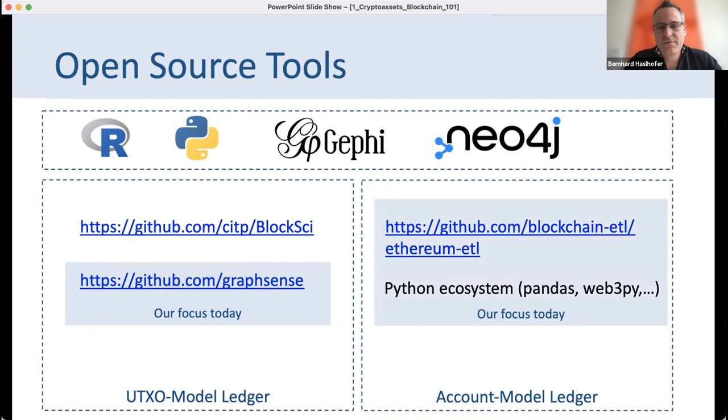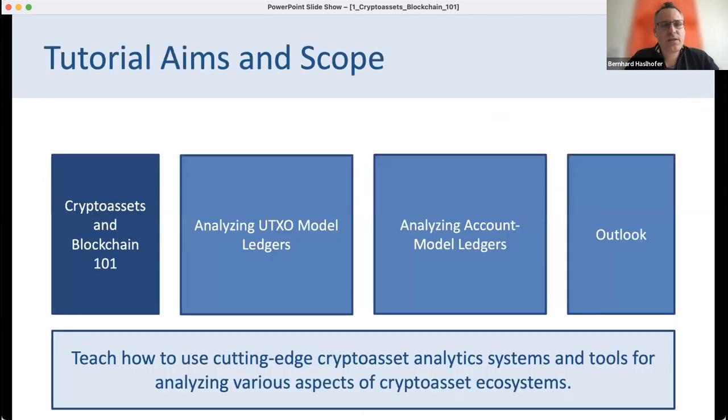And for account model ledgers, we also have different open source tools available. The most important one for extracting data from the Ethereum chain is Ethereum ETL, which will be explained by Friedhelm in the second part of the tutorial today. So again, this is important. This explains again why we made the distinction between UTXO model ledgers and account model ledgers at the beginning, because it's really important also for the types of analytics procedures and for the types of tools you apply. So applying blockchain ETL or the Ethereum ETL tool for Bitcoin, for instance, won't work directly.